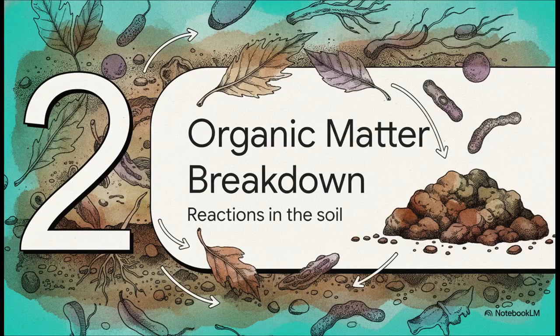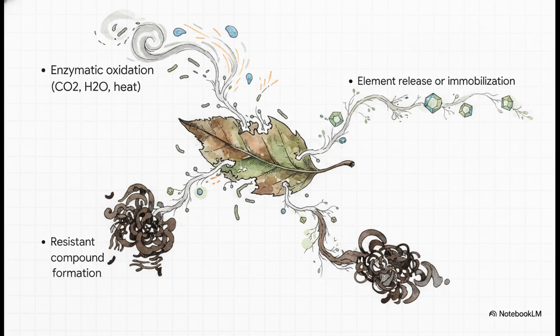All right, let's jump to part two, organic matter decomposition. So what actually happens chemically when this raw tissue enters the soil? Well, native soil flora, like bacteria, fungi, and actinomycetes, drive three specific reactions. First, the bulk of the material undergoes enzymatic oxidation. This yields carbon dioxide, water, energy, and heat.